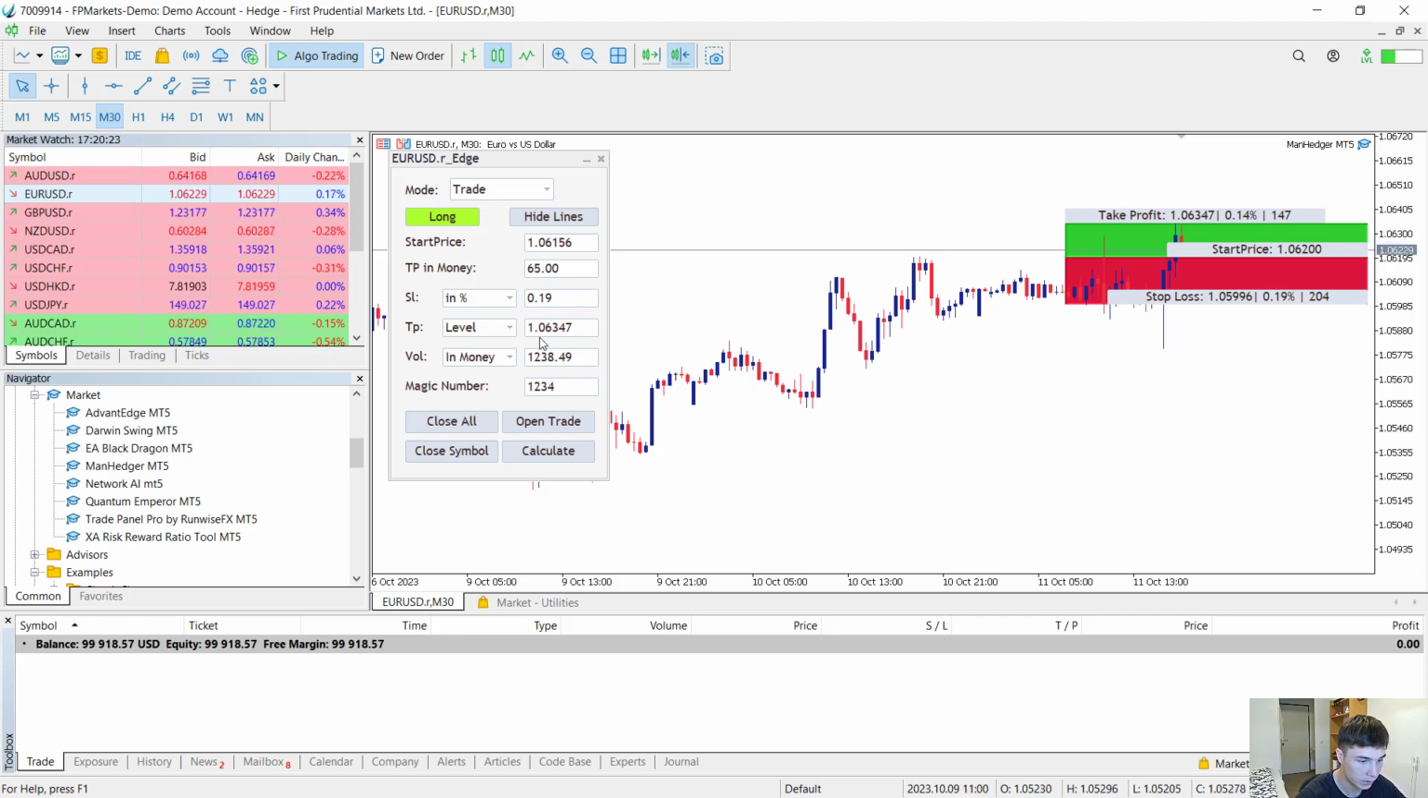It also can work the other way around. So for example, if I'm saying that, well, I have one lot for this trade, but I'm not sure about the take profit level, we can hit calculate and well, here it is. This is the take profit needed for one lot to make $65. This is extremely useful if you want to use recovery trades and if you want to hedge on your trades.